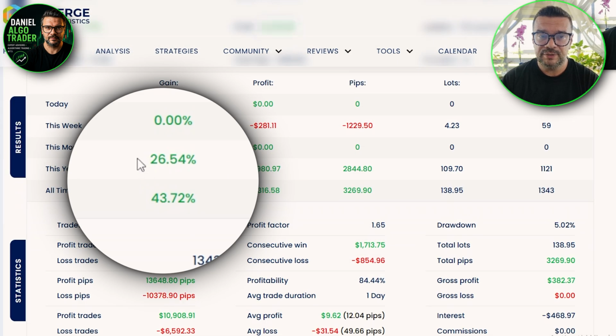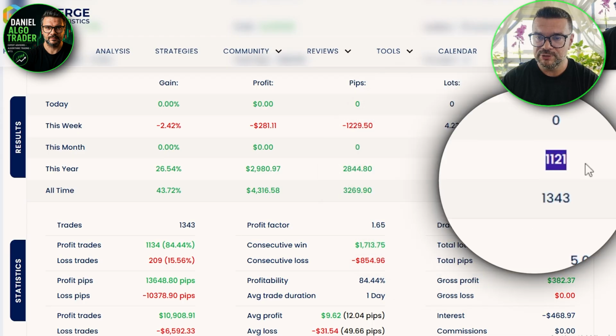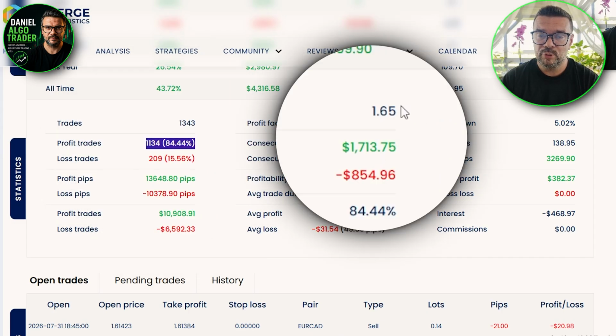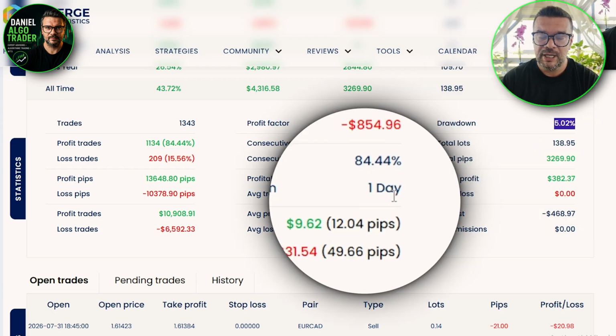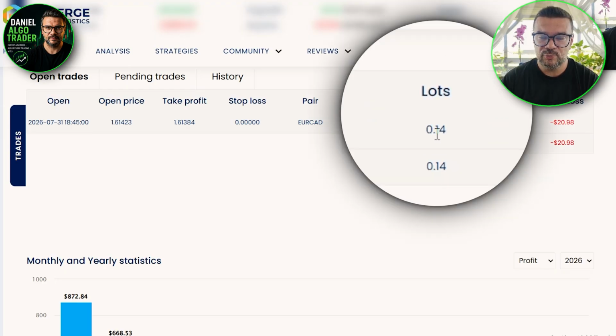And this year, over 26%, close to $3,000, and over 100 lots were used, and over 1,121 trades happened. The winning percentage is quite high, 84%. The profit factor is 1.65, the maximal drawdown was 5%, and the average trade duration is 1 day. I'm still now in a small trade, at the lot size of 0.14.